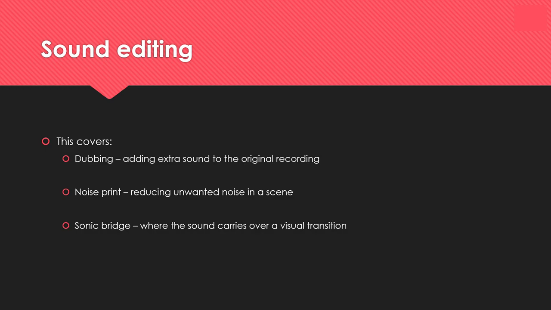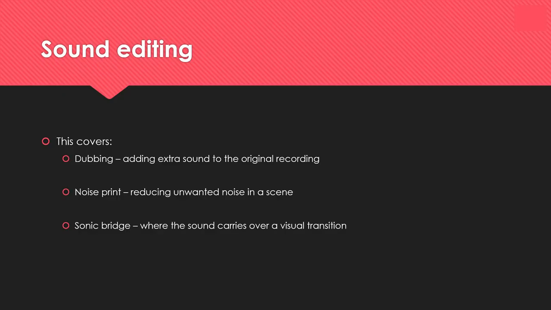So there are a few different sound editing techniques as well that you could use. For example, dubbing is the term used to add extra sound to the original recording. Noise print is when you remove any unwanted noise in a scene. And a sonic bridge is where the sound carries over a visual transition.